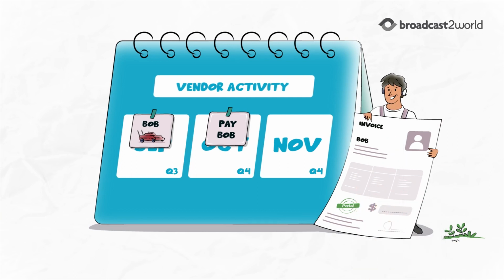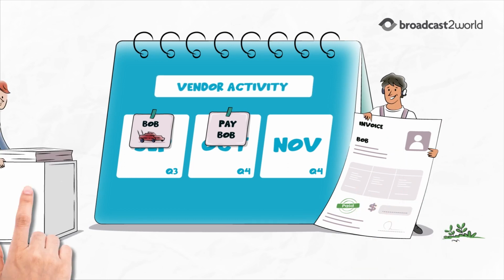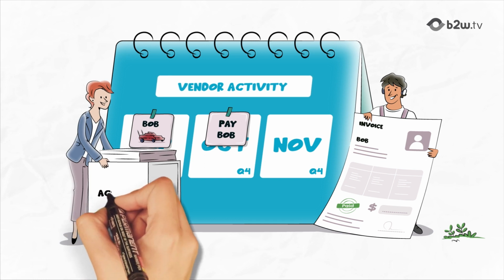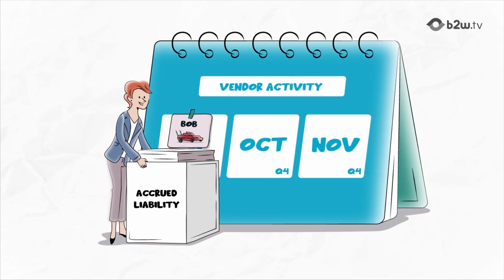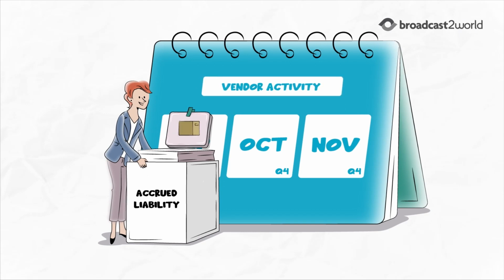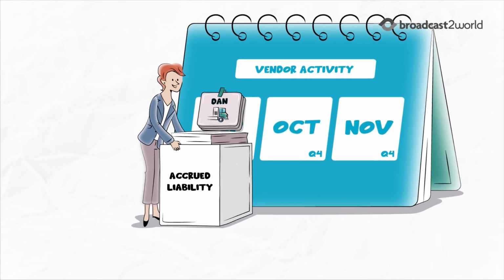Since Bob's invoice will not be paid until the following month, Fran needs to set aside this money as an accrued liability. Bob is just one example of the types of vendors that Fran needs to accrue liabilities for as part of her quarterly activities.